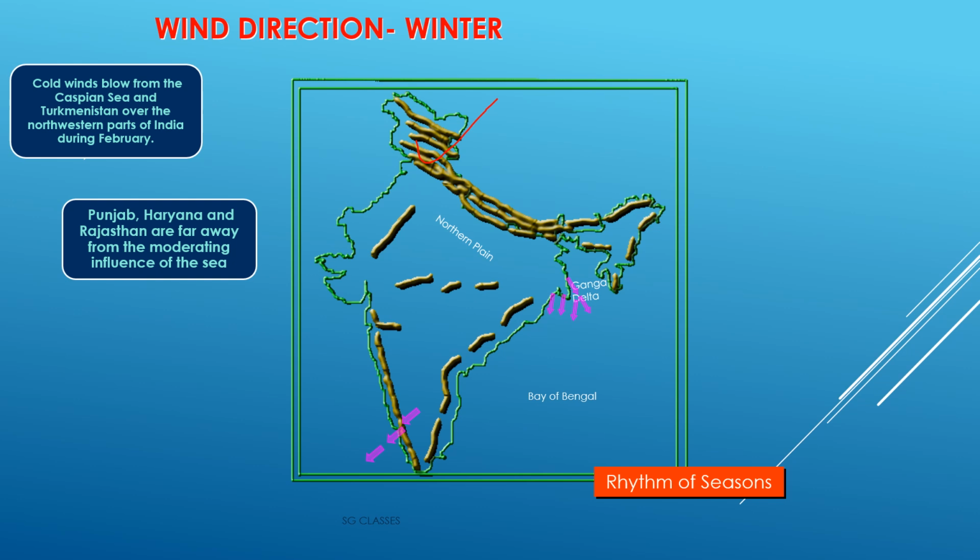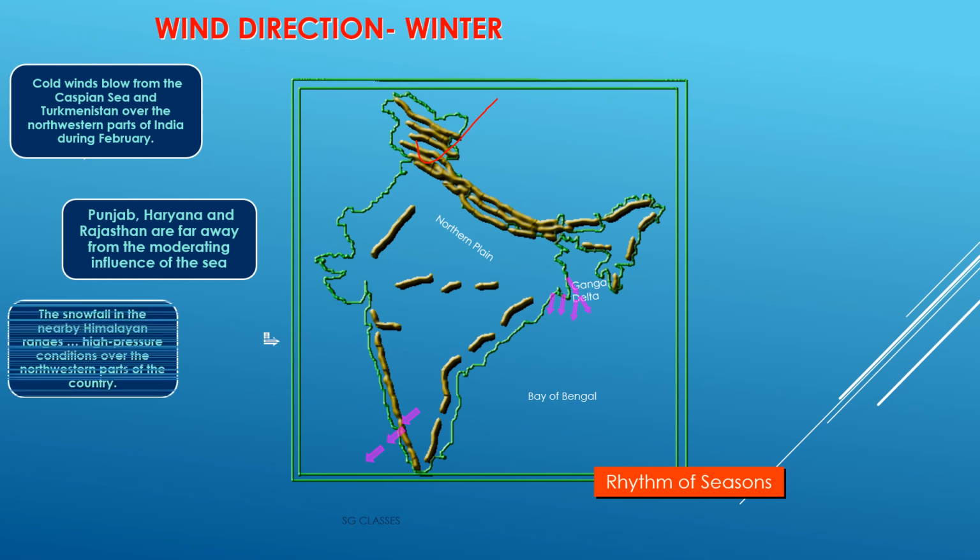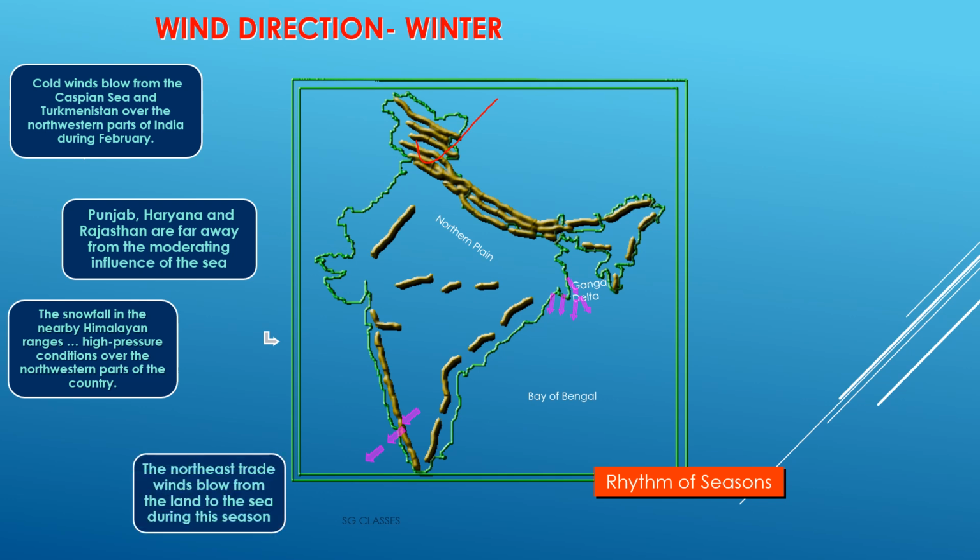The northeast trade winds blow from the land to sea during this season, and hence they are dry. They pick up moisture when they blow over the adjoining oceans, thus bringing rainfall over the Coromandel coast. Western disturbances are experienced in the northern parts of the country during the cold season, which we have discussed in the previous slide also when we were discussing the withdrawal or retreating monsoon.